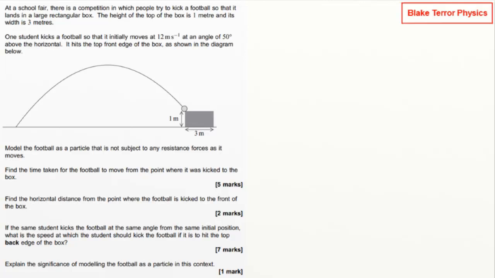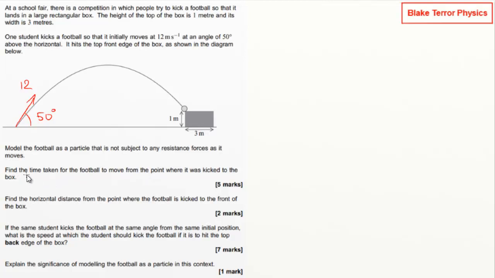We've got a competition trying to kick a football to land in a box. The height of the box is 1 metre, it's got a width of 3 metres. They've given us all that on the picture. A student kicks a football at 12 metres per second at an angle of 50 degrees, and it hits the front edge of the box, as they've drawn on. Model the football as a particle with no resistance forces.